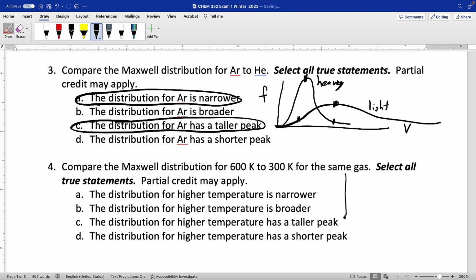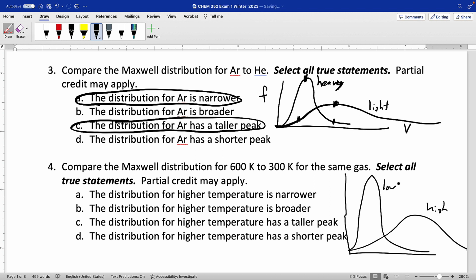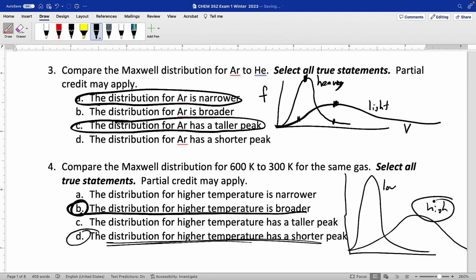And so the graphs are really going to look the same. We're going to have a narrow, tall peak and a broad, wide peak. And at higher temperatures, you're going faster. So for the higher temperature, we expect a shorter peak that is broader, because we're talking about the high temperature.